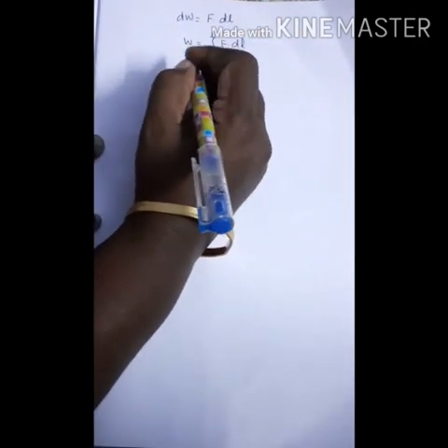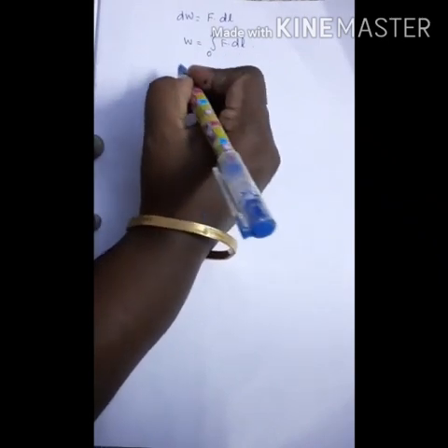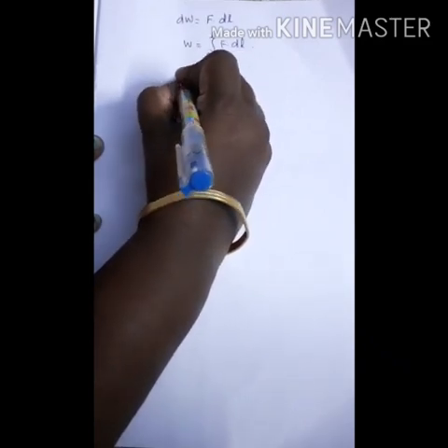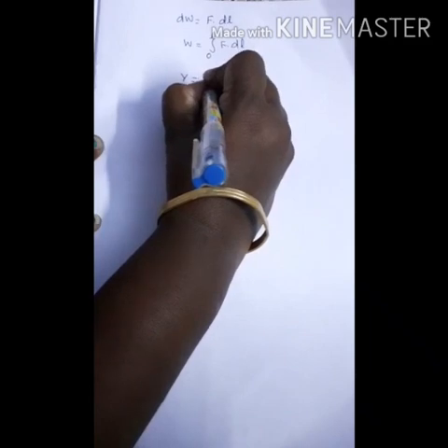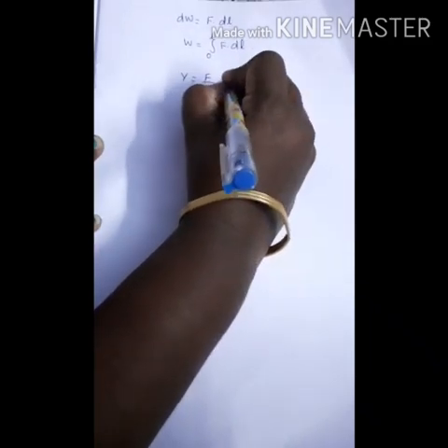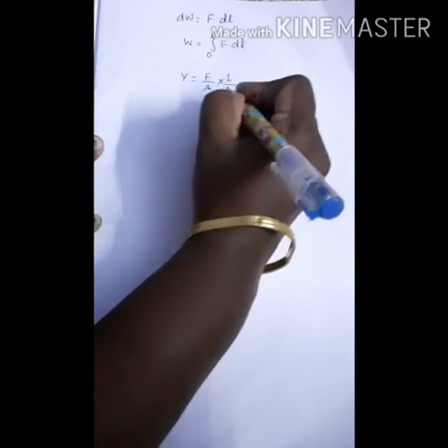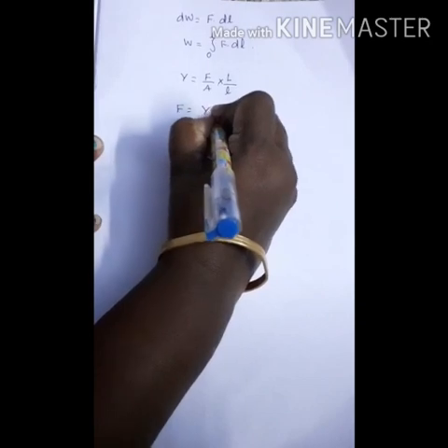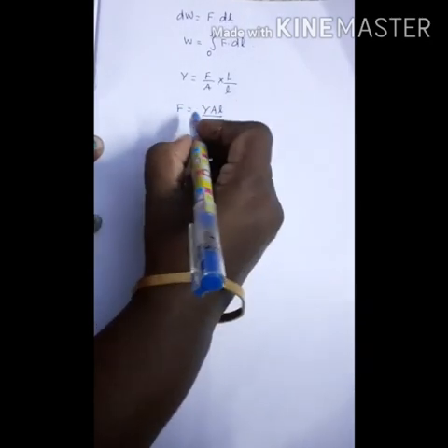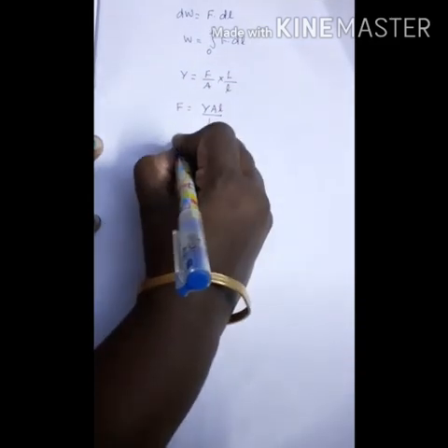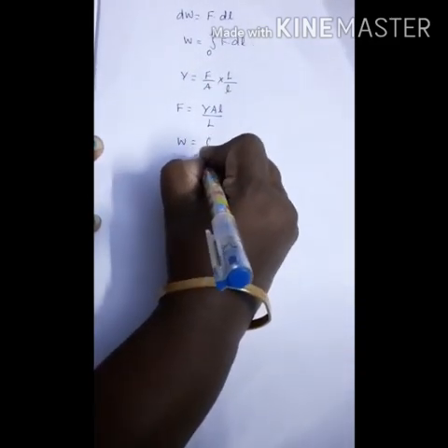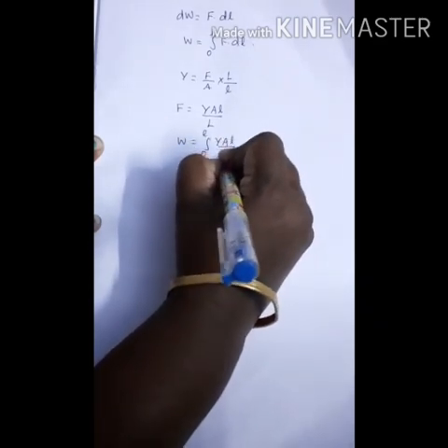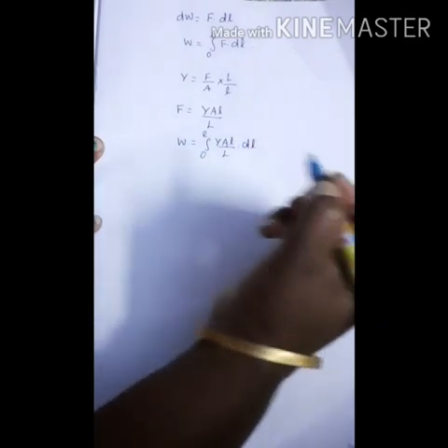We know that this is a stretching wire, therefore we use the Young modulus of elasticity. Young modulus of elasticity, we already studied this equation. Therefore, Y is equal to F by A into L by small l. Therefore, we find the value of F. F is equal to Y A l by capital L. This F value we substitute in this equation. Therefore, work done is equal to the integral from 0 to l, F is equal to Y A l by L into dl.